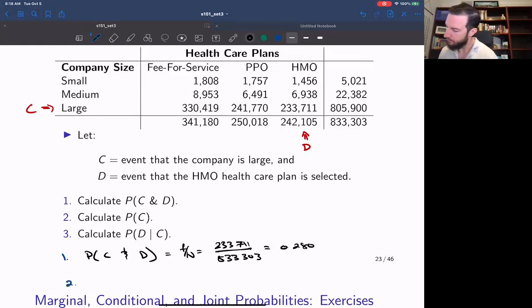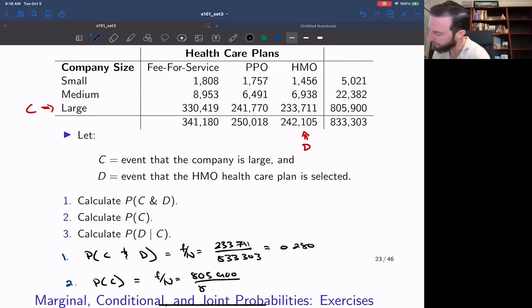All right. And then we are asked, what is the probability of C? Okay, so now we're looking for a large company. So this is going to be F over N. So this is going to be 805,900 divided by 833,303. And that is 0.967.